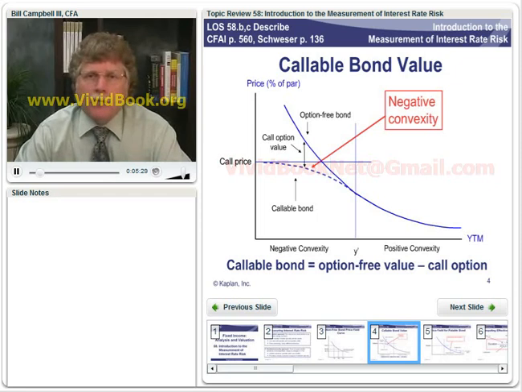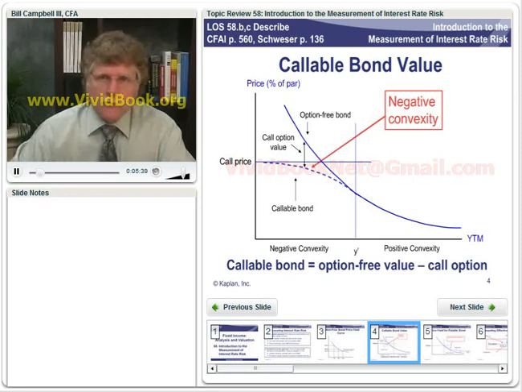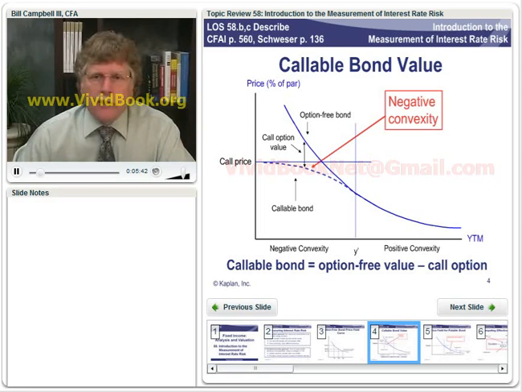Notice that the price change is much smaller for the callable bond down there at the low yields than it is for the option-free bond. Notice too that the difference between the price of the option-free bond and the price of the callable bond, that difference in price represents the value of the call option.